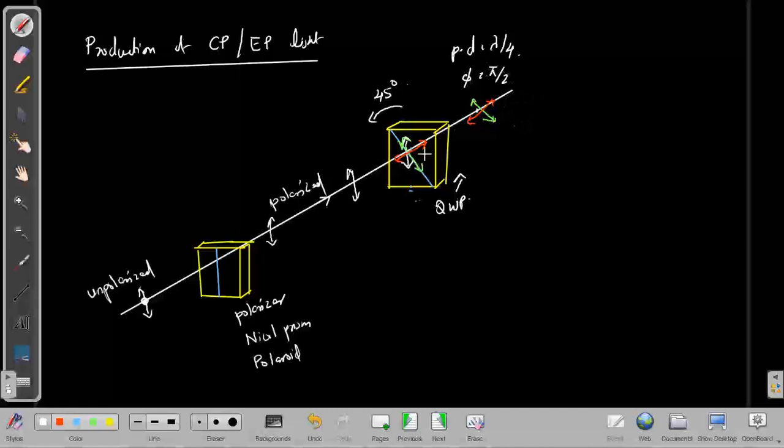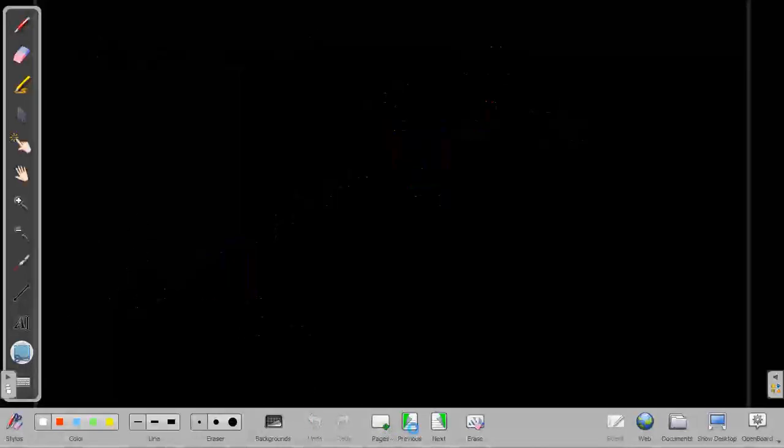Okay, so here we get the phase difference of pi by 2 or path difference of lambda by 4. So then here you can get a circularly polarized light. Then how can you get elliptically polarized light? If the rotation is not equal to 45 degree, then you will get elliptically polarized light. Okay, so for a better understanding, I will do another explanation.